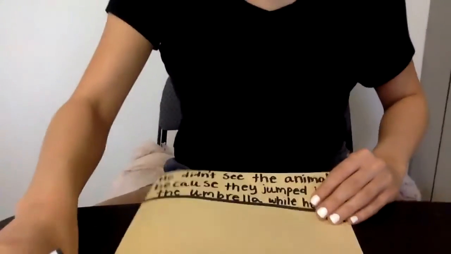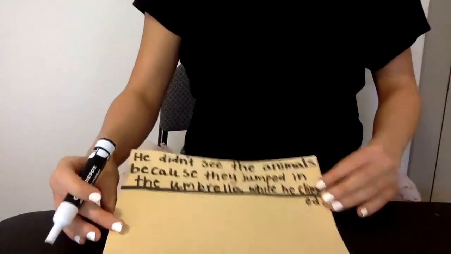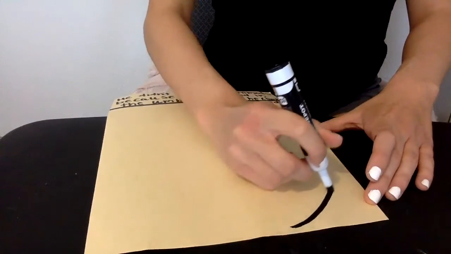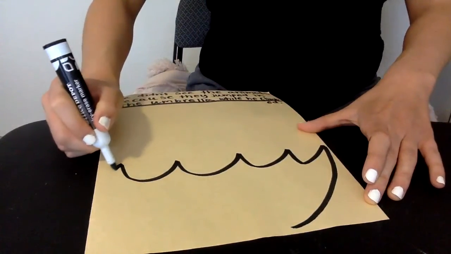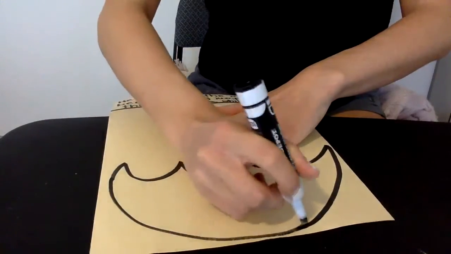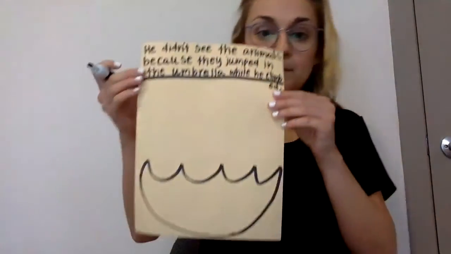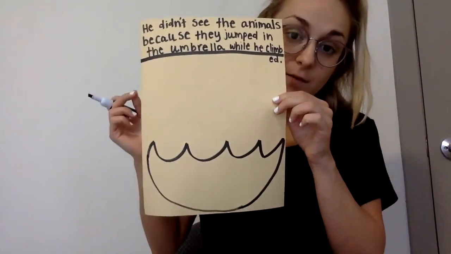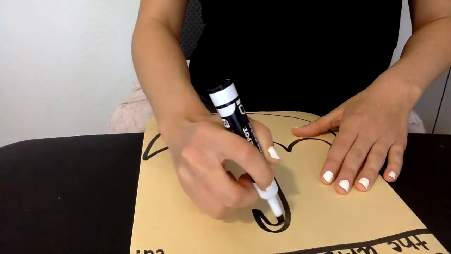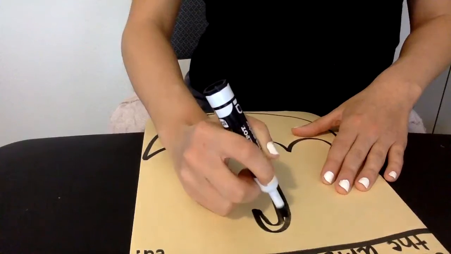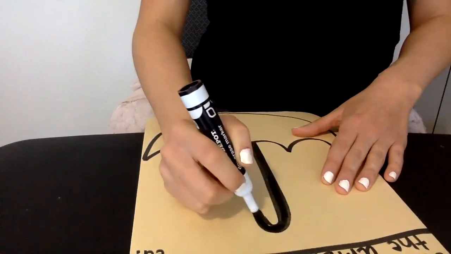But as you can see, I turned my paper completely around. So it's upside down. And now I'm drawing an umbrella. You're drawing an upside down umbrella. So, start right here. 1, 2, 3, 4. So when your paper looks like this, when it's face forward, it should be an upside down umbrella. And then you are going to make the umbrella stick. Then you should have your umbrella stick drawn.